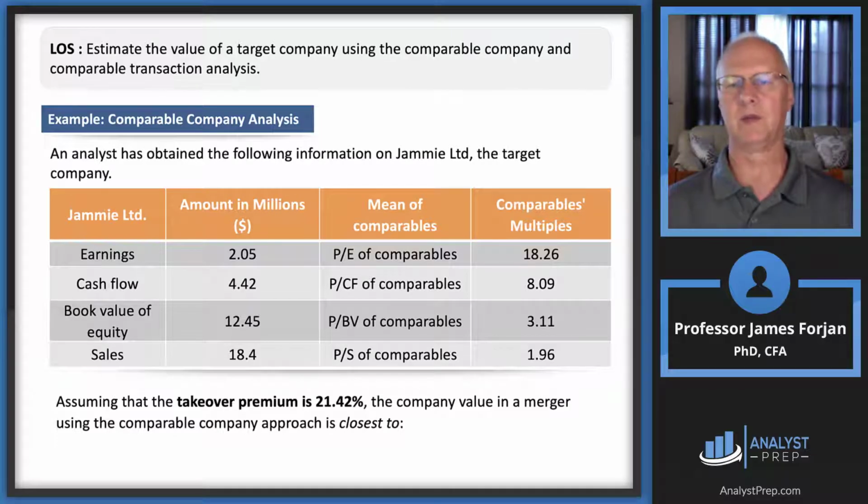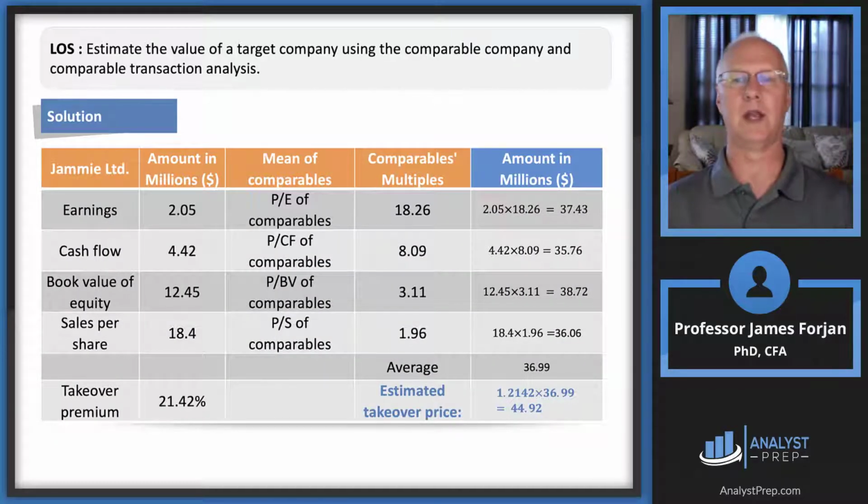Let's go ahead and estimate this value here. So let's go ahead and do just some quick math. So this is a repeat of the table that we just had. So let's go ahead and multiply our amount by the multiples over on the right-hand column. So we get the 37, 35, 38, and 36. And we take an average, which is around 37. We assume that takeover premium was around 21% or so. Multiply that by the average, and there's our takeover price, $44.92.